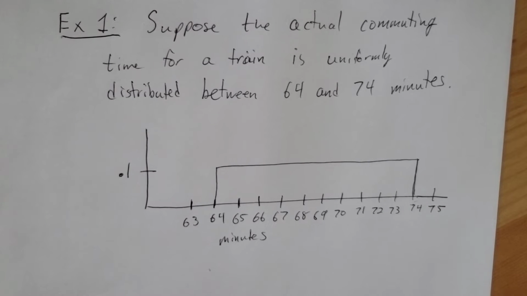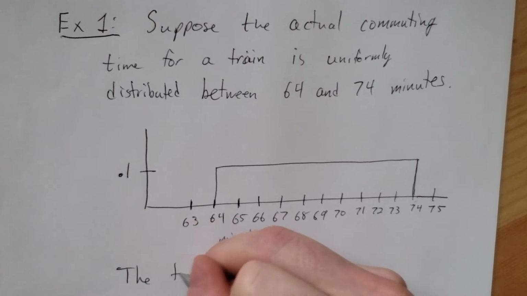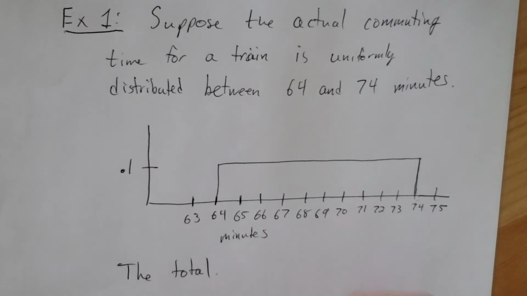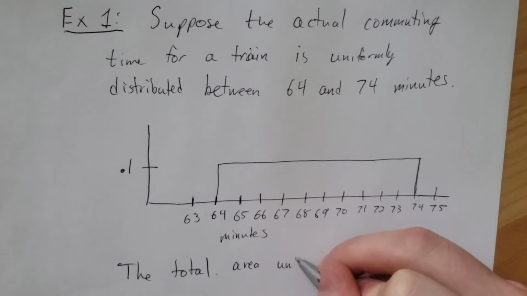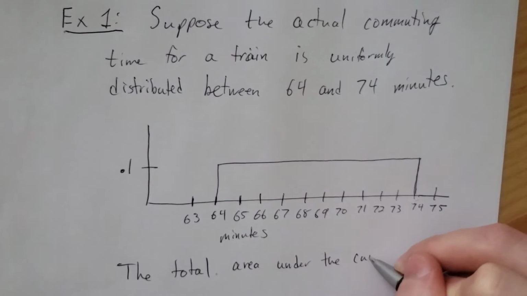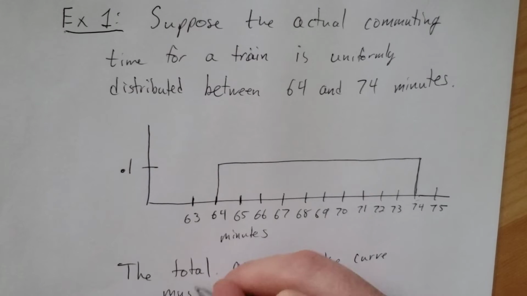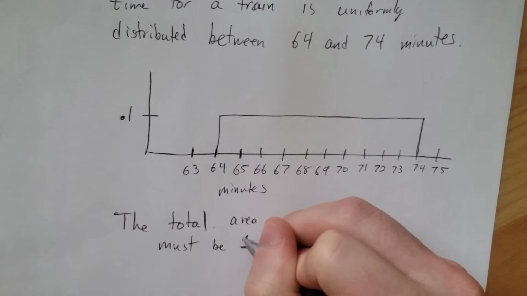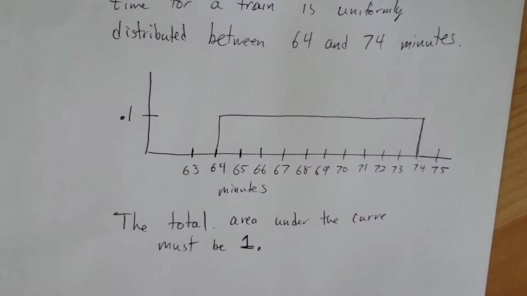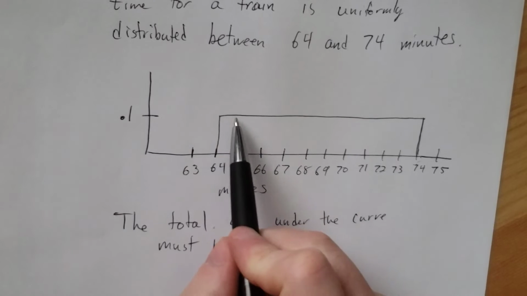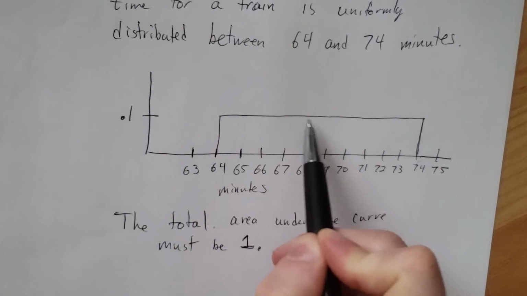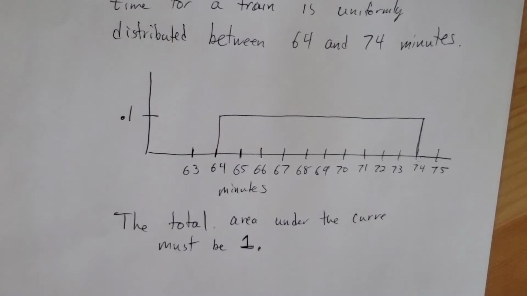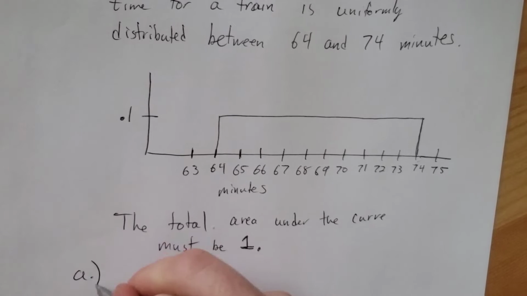And I'll even write that down. The total area under the curve must be 1. And that's true for any probability distribution. But specifically for a uniform distribution, the height of this curve is the same everywhere.